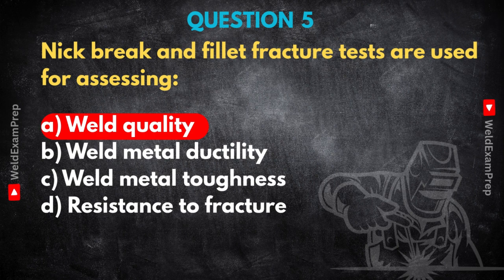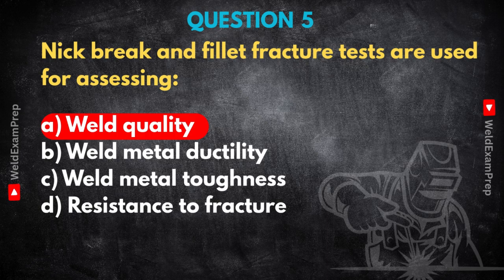Exactly. They show the presence and type of gross defects. Now, look, those kinds of defects absolutely can affect things like ductility, toughness, or fracture resistance. But those specific properties usually need more precise quantitative lab tests, like a tensile test for ductility or a Charpy impact test for toughness. Nick break and fillet fracture are more about that general check. Is the weld basically sound inside? Are there major flaws? It's assessing that overall weld quality.